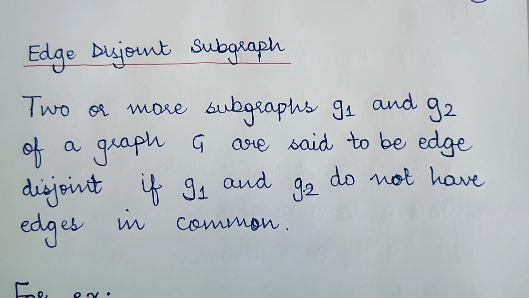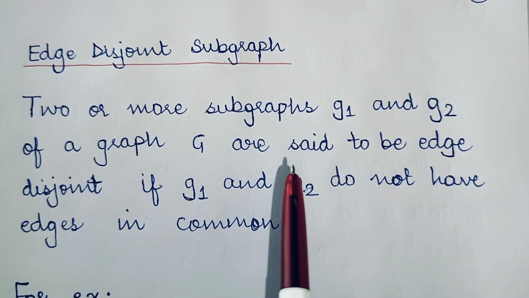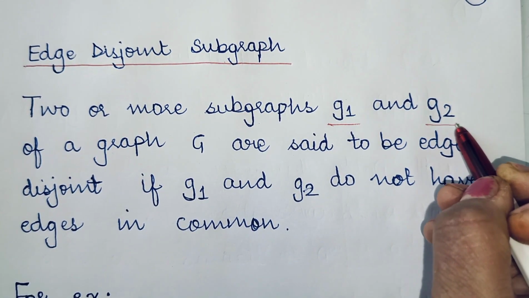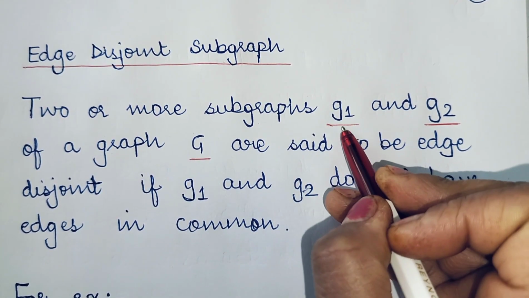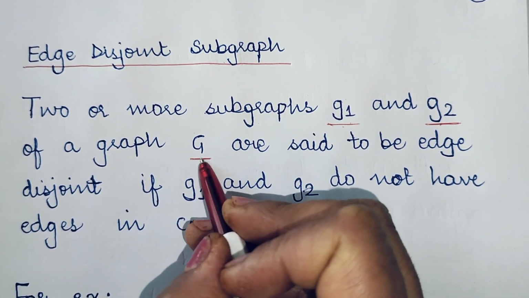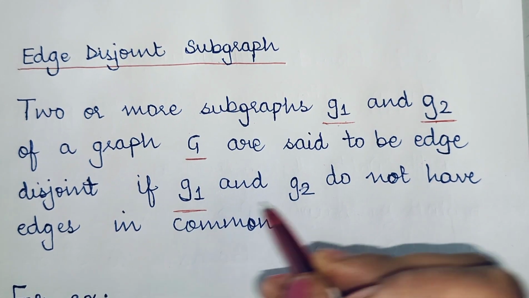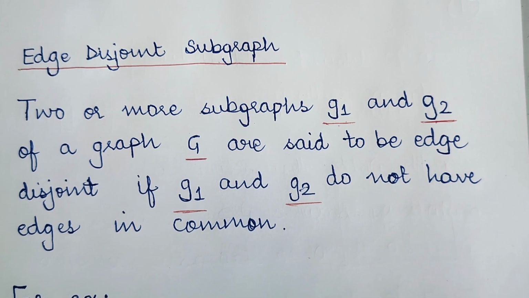Now let's look at edge disjoint subgraphs. Another category of subgraphs is known as the edge disjoint subgraphs. When there are two or more subgraphs in a graph G, say a subgraph G1 and a subgraph G2 of a graph capital G, then these subgraphs G1 and G2 are said to be edge disjoint if small g1 and small g2 do not have any edges in common. Quite simple, clear from the name itself.